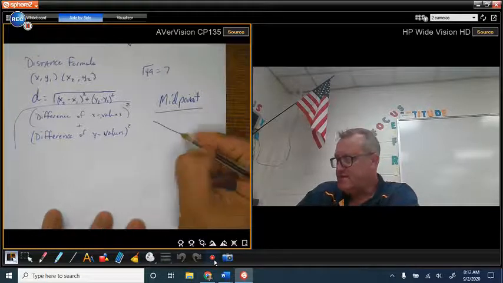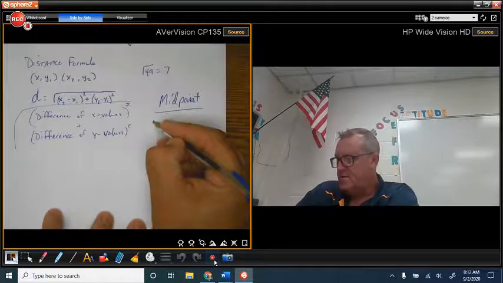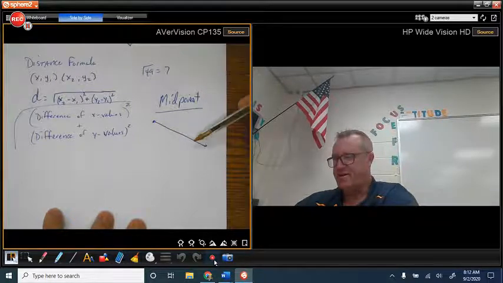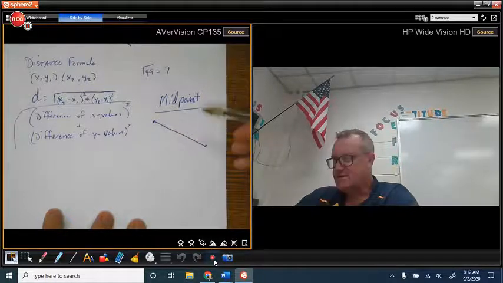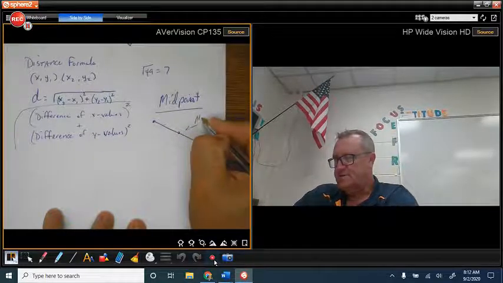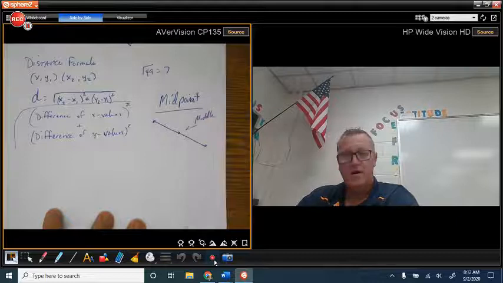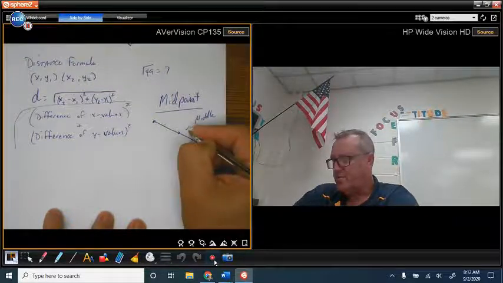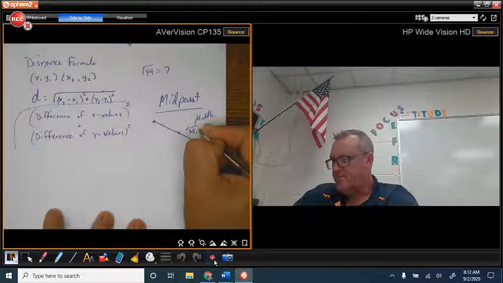So if I have a segment, would the midpoint be about here? No. Would it be about here? No. It's going to be right in the middle. And so that is the middle of the segment, and therefore is what we would call the midpoint.